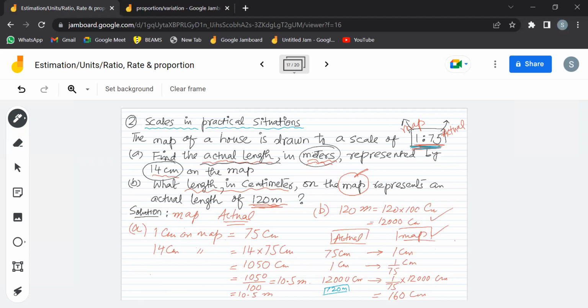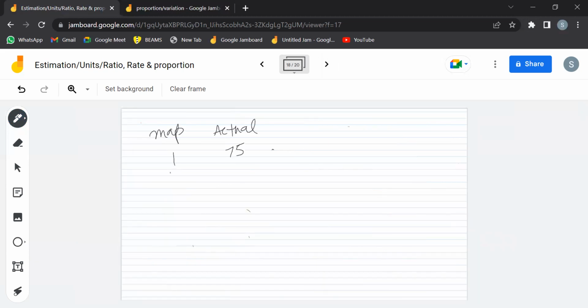So on the map, 14 centimeters is equal to x, which is the question mark actually. So the arrow in the upward direction starting from the variable. And obviously this is the case of direct proportion: if the length on the map increases, obviously the actual length is increasing.